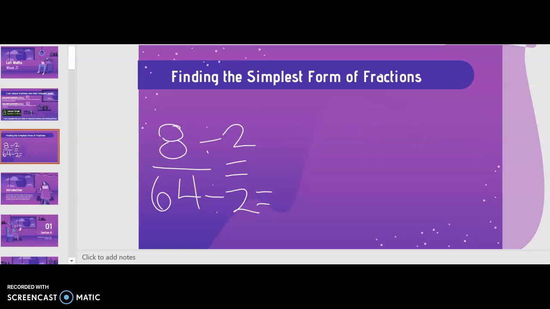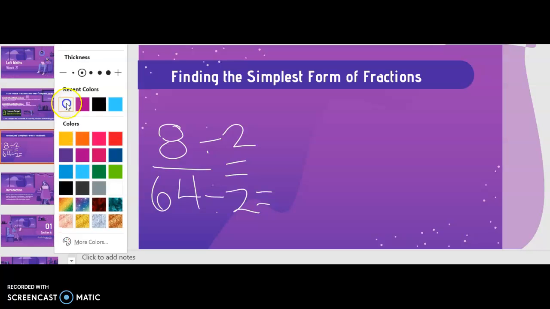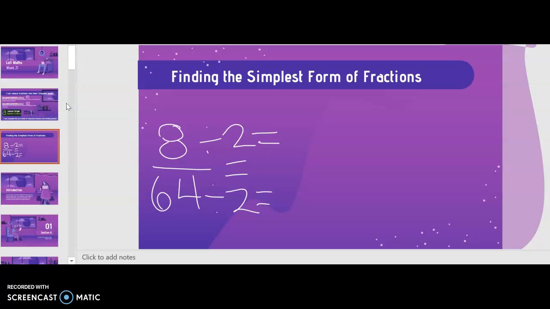Okay, so back to this. 8 divided by 2 and 64 divided by 2. I know I can divide them both by 2 because they're even numbers. And of course, you've probably already figured out that 8 divided by 2 is 4. And 64 divided by 2, if I just think about 6 first, what is half of 6? That's 3. Right? And then what's half of 4? That's 2.